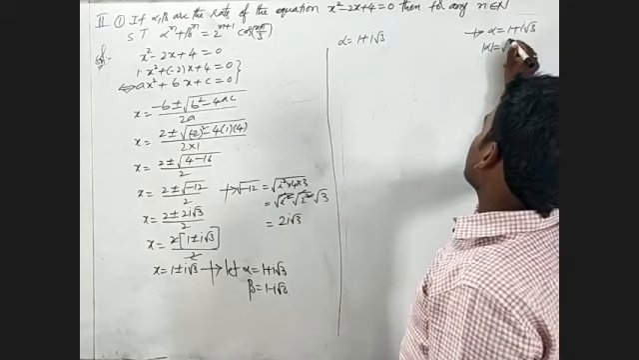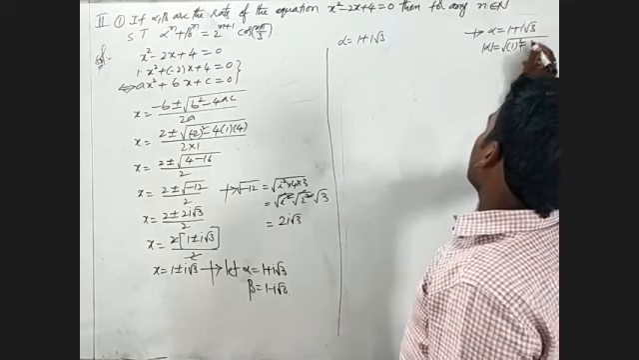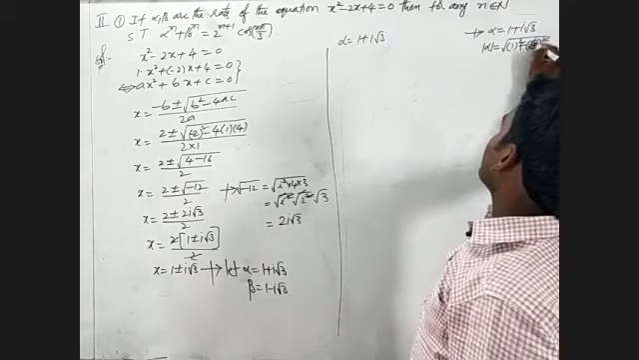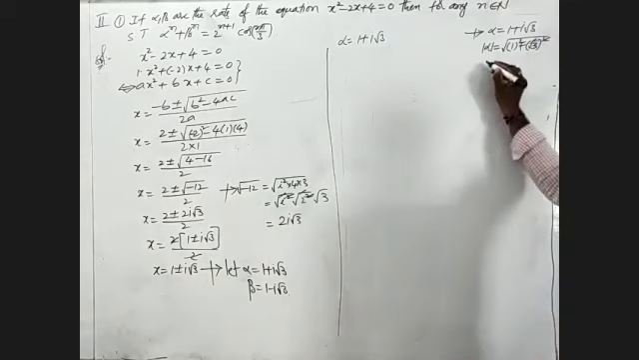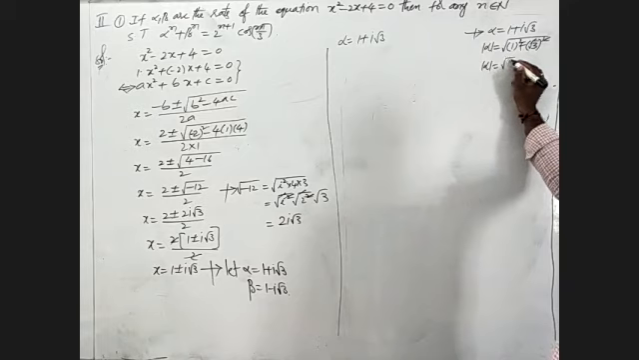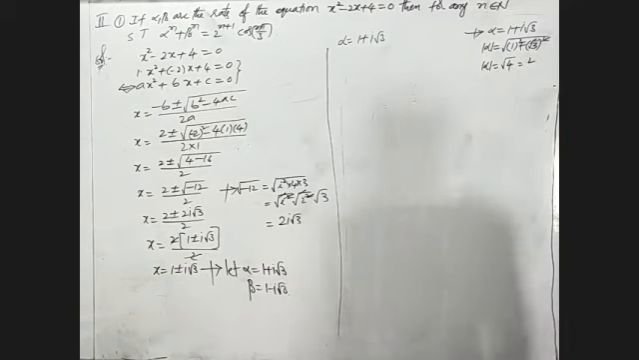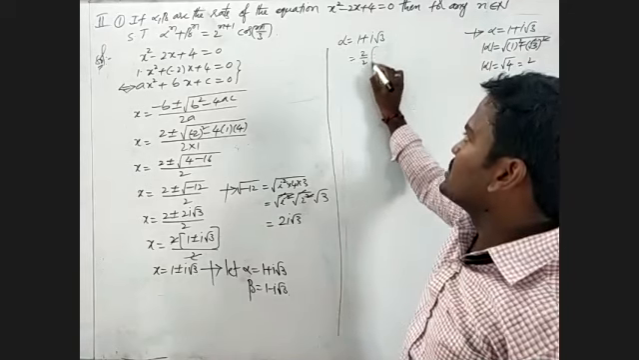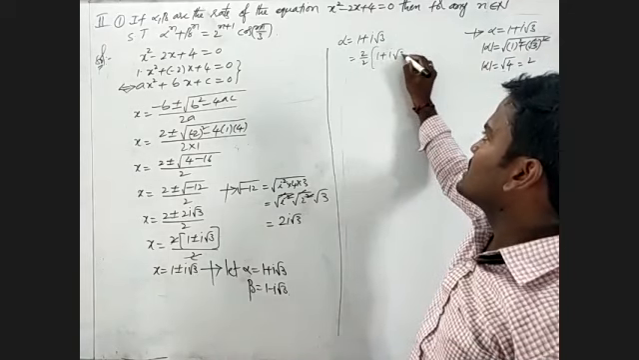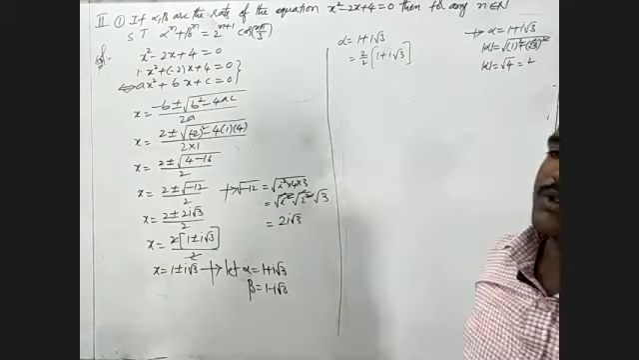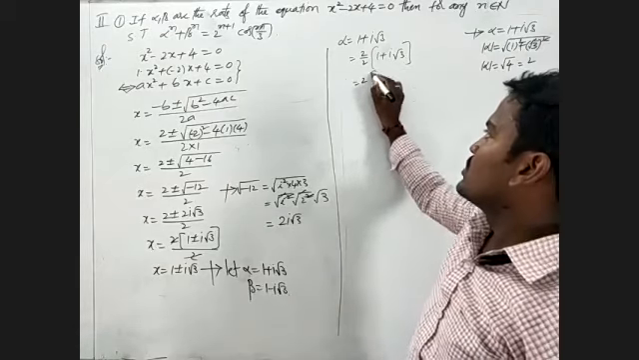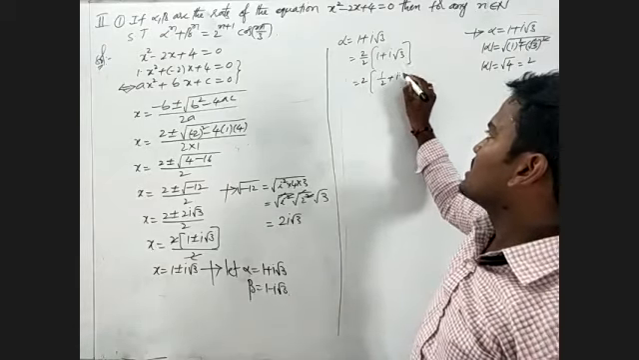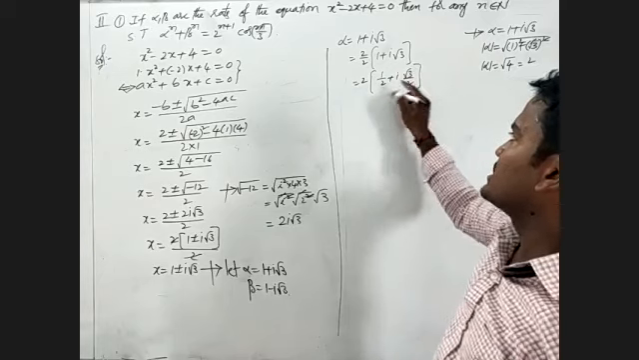Mod alpha is root of 1 square plus root 3 whole square. Square and root will be cancelled. Remaining, mod alpha equal to root 4, which is 2. Here we multiply and divide by 2. Remaining we write 1 plus i root 3, and we substitute by 2 into 1 by 2 plus i into root 3 by 2.